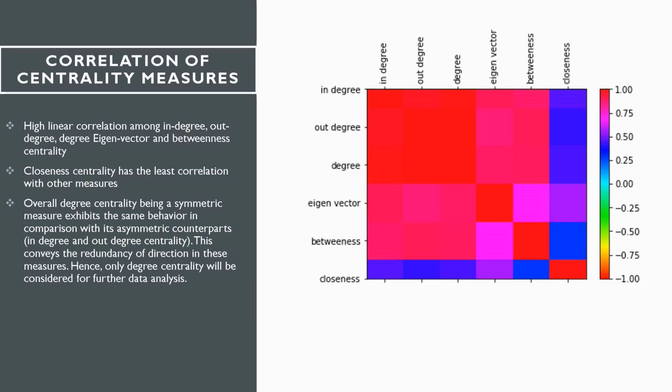So as seen in this correlation graph, there is a high linear correlation among in degree, out degree, degree and betweenness centrality, which can be seen from the color-coded scale on the right. -1 and +1 indicating high correlation. So as can be seen, closeness centrality has the least correlation with other measures, and overall degree centrality, being a symmetric measure, exhibits the same behavior in comparison with its asymmetric counterparts, which are in degree and out degree. So this conveys the redundancy of direction in these measures. So from further on, we'll only be using degree centrality for our data analysis.